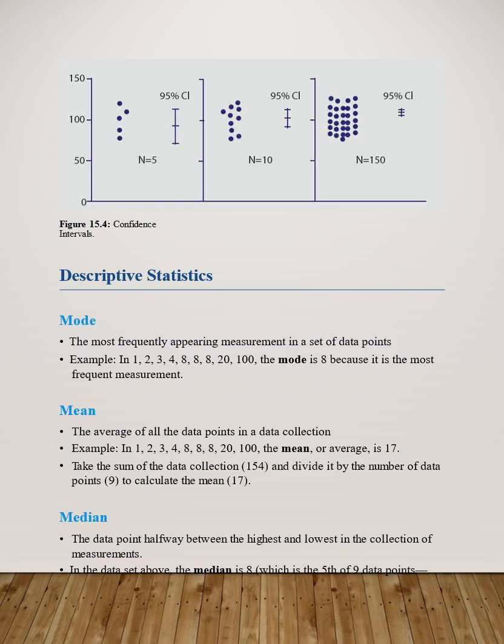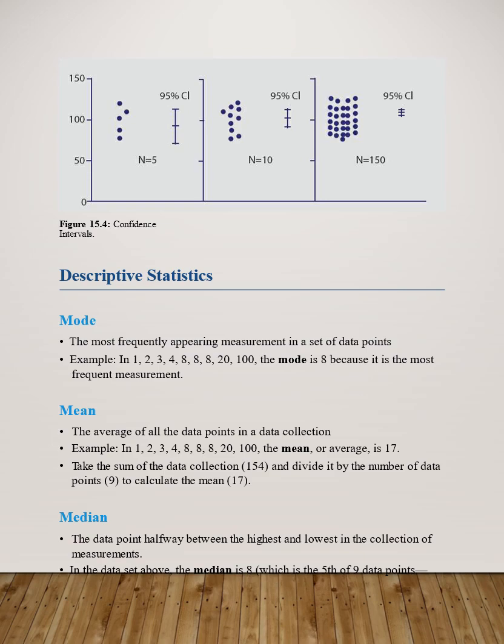Let's discuss so-called descriptive statistics. Let's talk about mode, then mean, then median. Mode, this is the most frequently appearing measurement in a set of data points. Example: 1, 2, 3, 4, 8, 8, 8, 20, 100. The mode is 8, because this is the most frequent measurement.